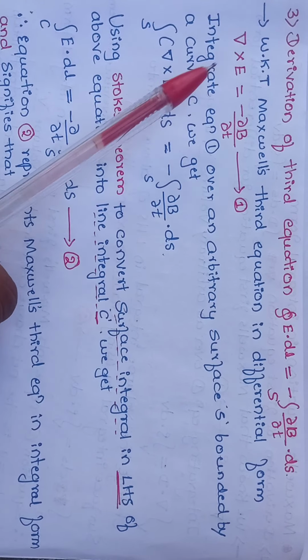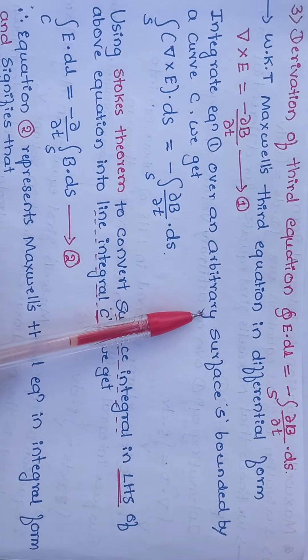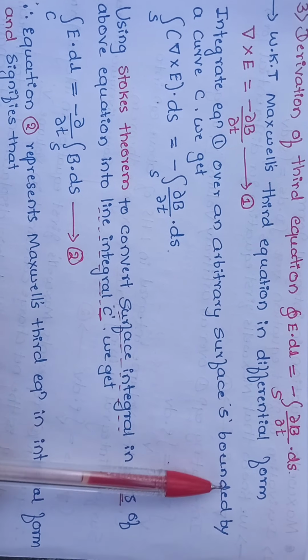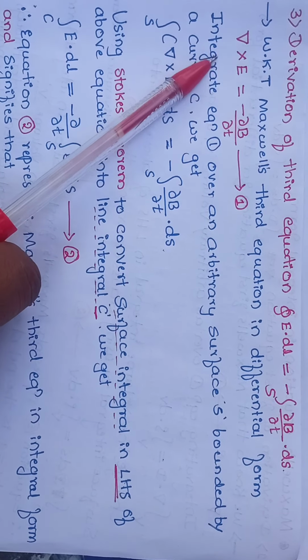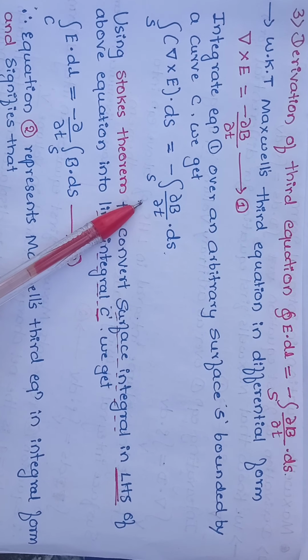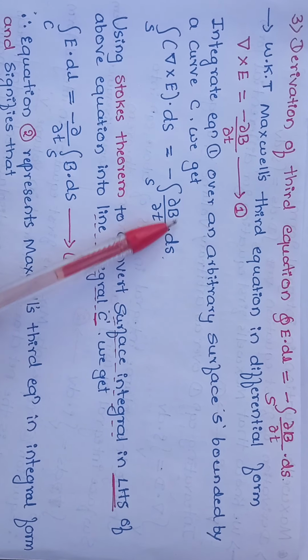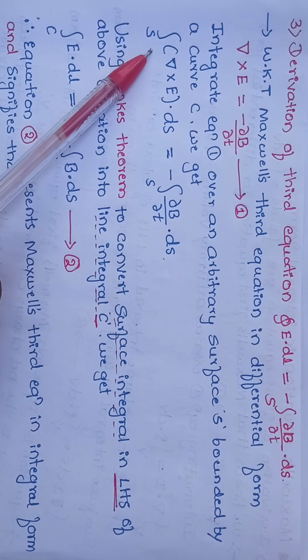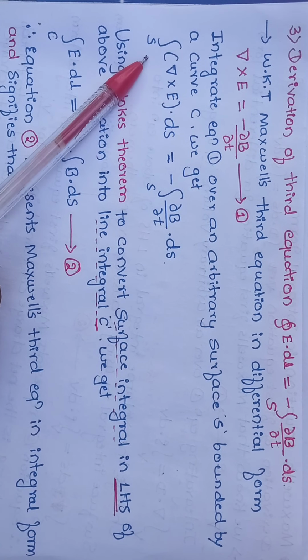See here, integrate equation number 1 over an arbitrary surface S bounded by the curve C. We get the surface integral of del cross E into dS, which is equal to minus the surface integral of ∂B by ∂t into dS. In the LHS part, again a surface integral is there.